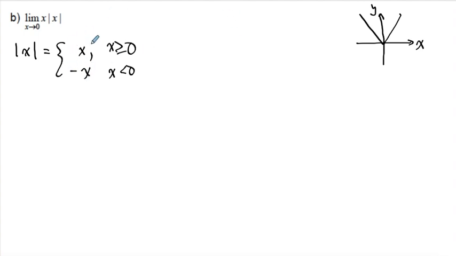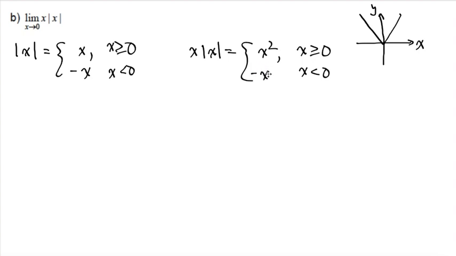And so what I want to think about now is what happens when I go ahead and multiply an x by that. Well, this piecewise function is going to be, for x greater than or equal to 0 in this case, we don't have to worry about any restrictions, x times x, which is x squared. And when x is less than 0, it's going to be negative x times x, which is negative x squared. And so these are the two functions that we're going to look at when we're trying to find the limit as x approaches 0.